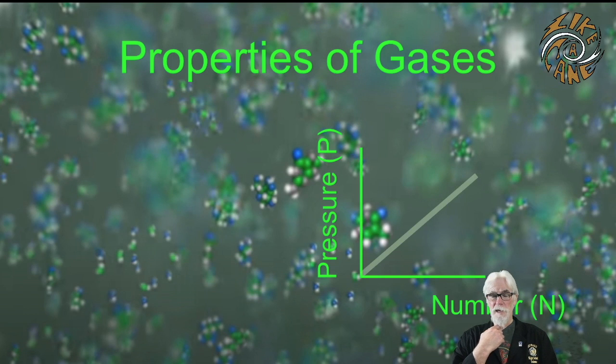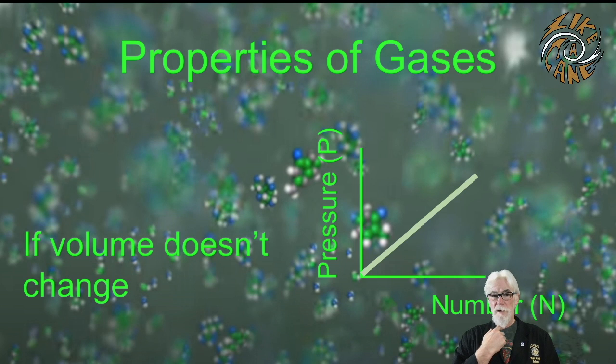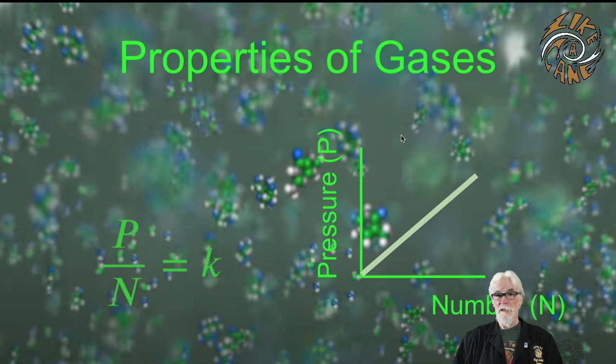One characteristic that we investigated was how the pressure responds to how many particles there are. What we found was, as long as we didn't change the volume, by packing more particles into a smaller space, by increasing the number of particles, we saw the pressure increase. And it was a straight line relationship. This is called a direct proportionality, and the math behind this looks like this.